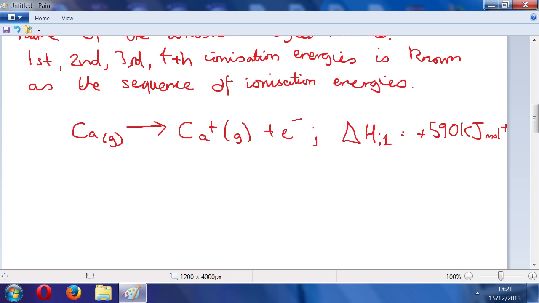So you're going to need quite a lot of power. You're going to need in the range of 490 kilojoules to remove the first electron from an ionized calcium atom.